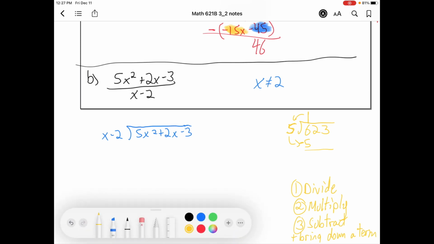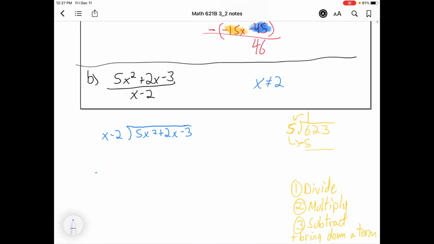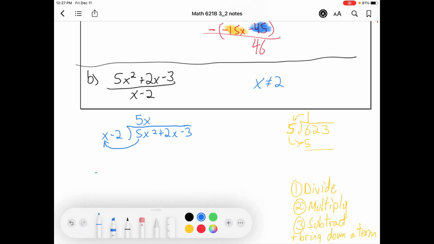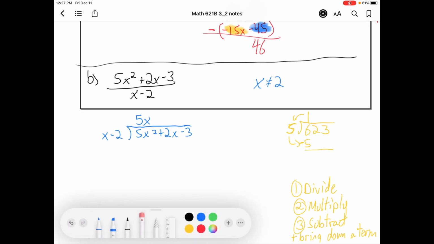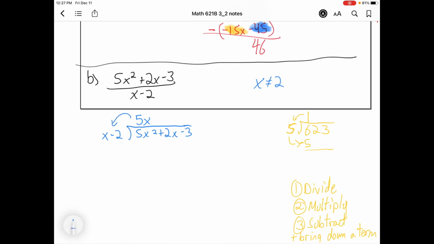Let's try that with our algebra. So I'm going to go 5x squared divided by x. That gives me 5x. Next thing I do is multiply back in. So if I multiply 5x by x minus 2, what am I going to get? I'm going to get 5x squared, and 5x times negative 2 is negative 10x. So I multiplied this 5x by the whole bracketed binomial there. Now I'm going to subtract.